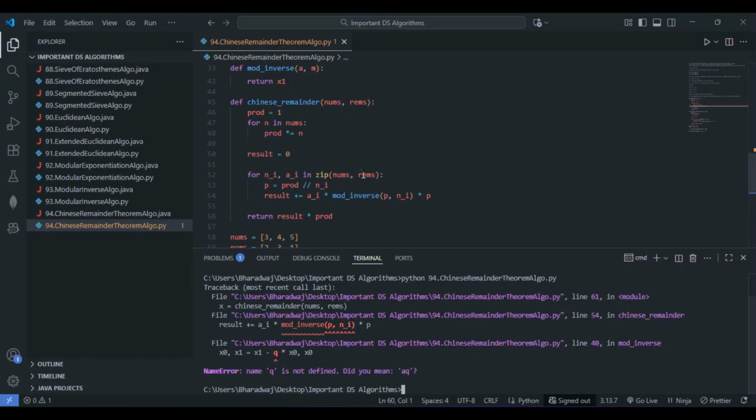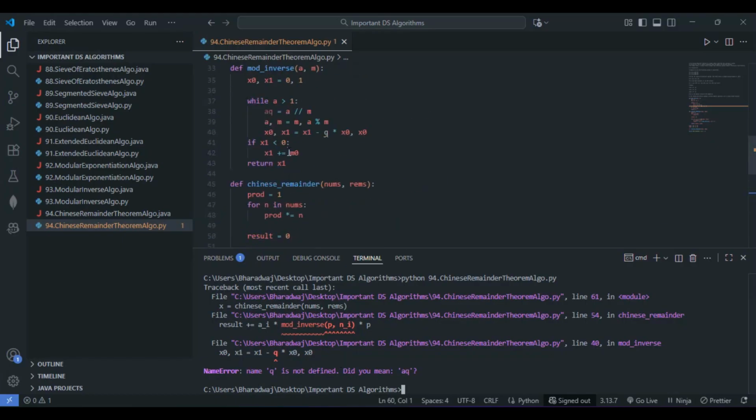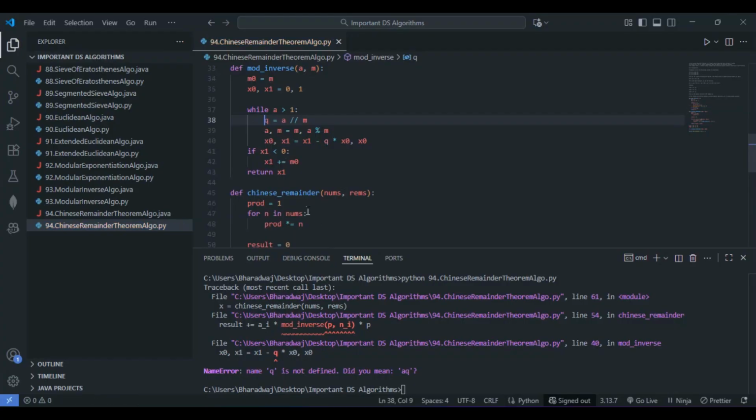Line number 40. What is line number 40? What we are doing here? While a greater than 1. So this one within the extended Euclidean algorithm for the modular inverse. Q equals a by m. So why a here? Let me remove this one. Q equals a by m. So this is fine. Yep. So this was the problem, I think. Instead, by mistake, I had typed a along with the q actually.